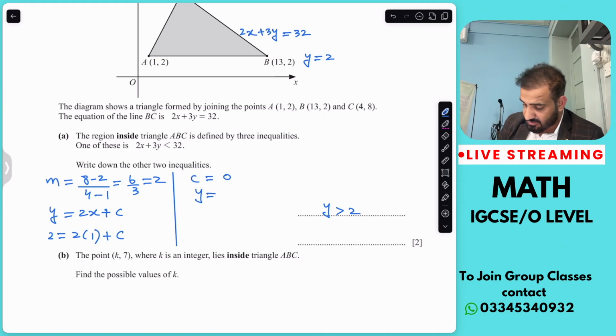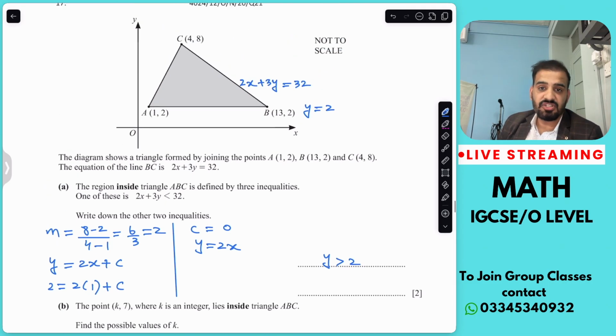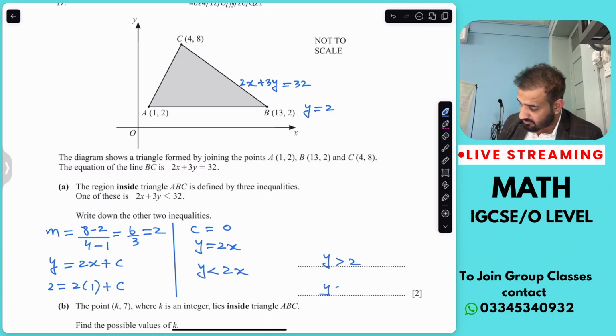So that means this line passes through the origin. If you extend this line CA, it will definitely pass through the origin. How do I know? Because we don't have the y-intercept. c is 0, so that is why this line passes through the origin. Now, this region is below the line. So I will write y less than 2x. That's it.